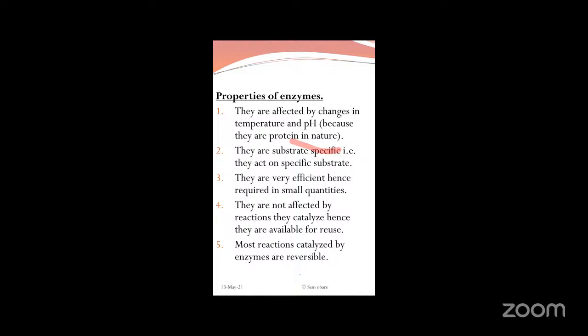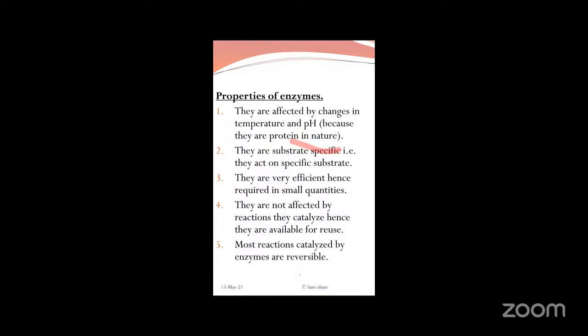So therefore, they are very efficient. They are not needed in large amounts. They are only needed in small amounts, and that is the reason why they are produced in very small amounts. The reason, the property number 5 or characteristic, remember properties are the same as characteristics.